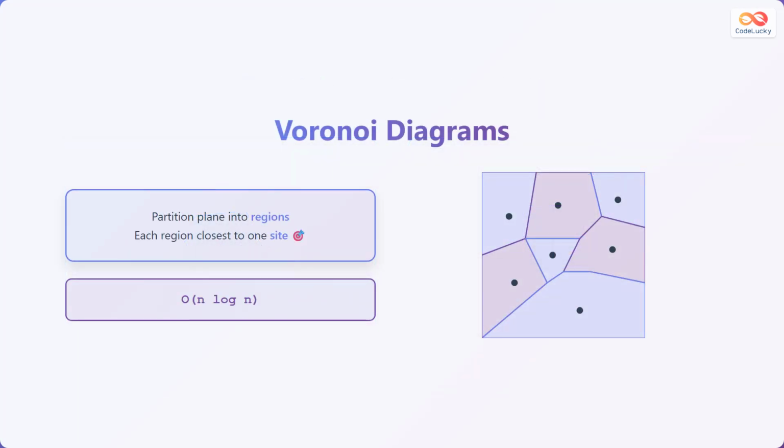Voronoi diagrams provide a way to partition a plane into regions based on the distance to a set of points, called sites. Each region or cell contains all the points in the plane that are closest to a particular site. Voronoi diagrams have numerous applications, including nearest neighbor search, facility location, and mesh generation. The slide defines the partitioning of the plane into regions with each region closest to one site. The time complexity for constructing a Voronoi diagram is O(n log n). The visual section presents a Voronoi diagram with the sites marked and the regions partitioned accordingly.